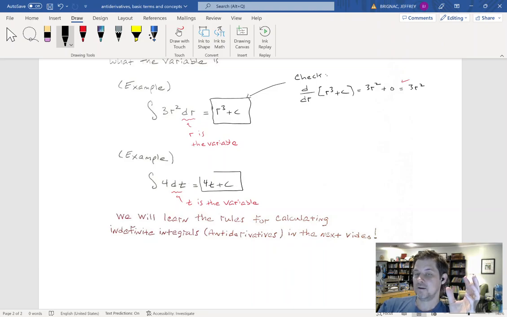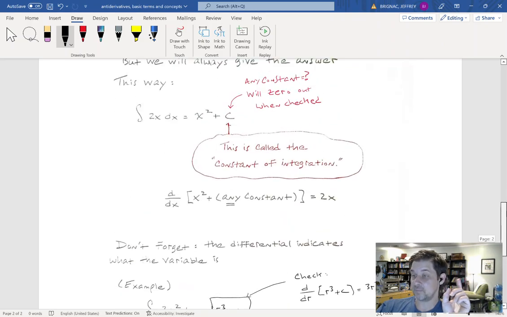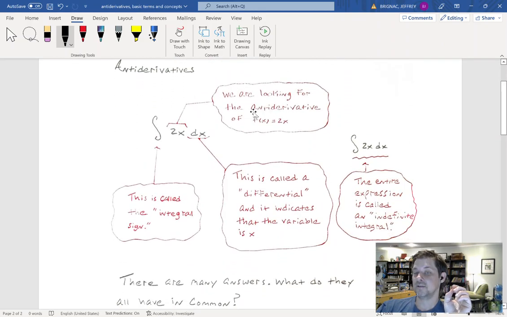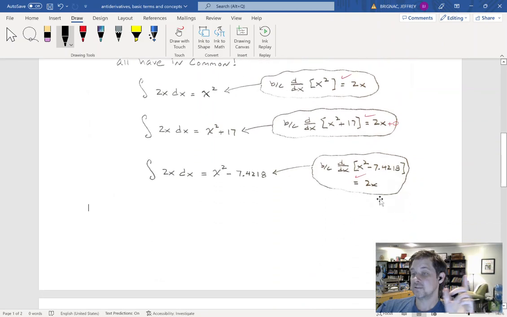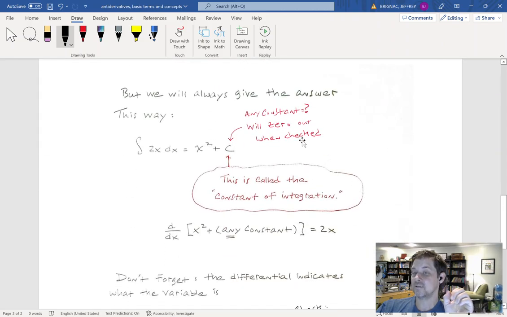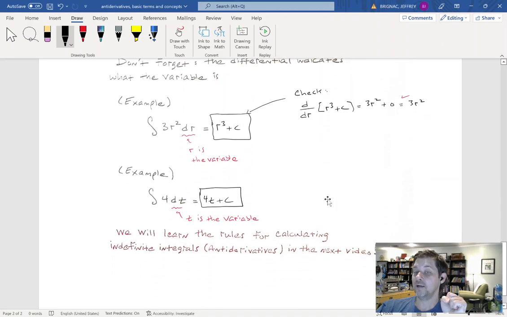So I'll give you the rules, the procedure for finding the antiderivatives in the next video. In this video, what I want you to have gotten out of it is a recognition of the symbols that we use, the concept of an antiderivative, the concept of the constant of integration, and the awareness that we have to pay attention to whatever the variable is that is in play for the problem at hand.